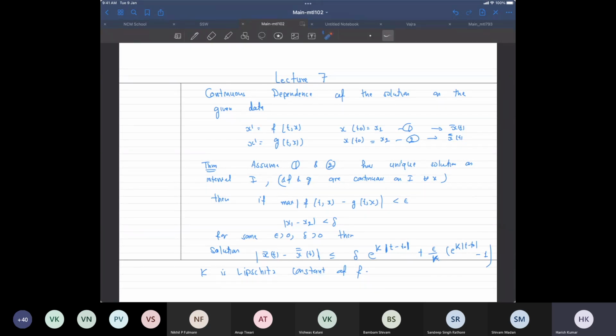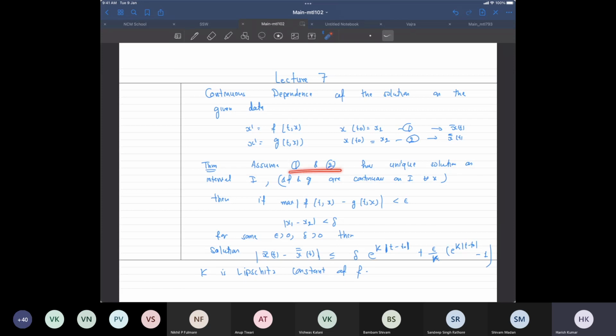In the last class, we were discussing the continuous dependence of the solution on the given data. So we considered two problems, one where the right hand side was f and one where the right hand side was g, and with two different initial conditions. And then the idea was that if these two functions are close, and if these two numbers are close, how close the solutions will be. Right? So for this we had a statement.